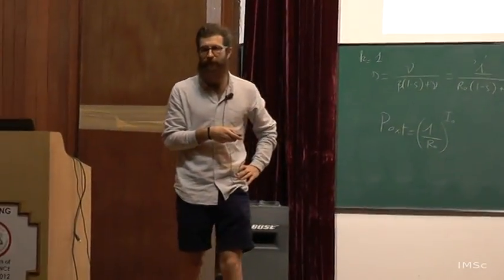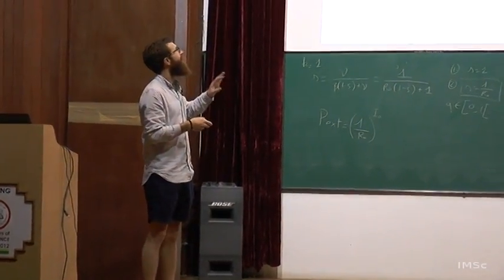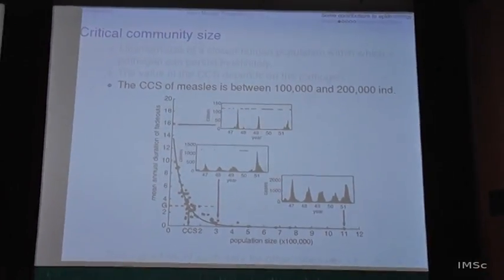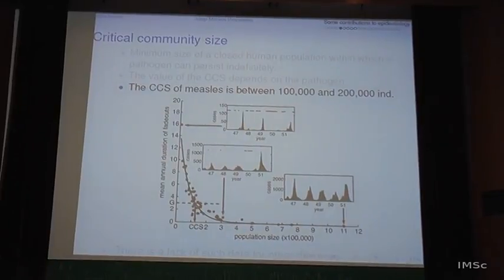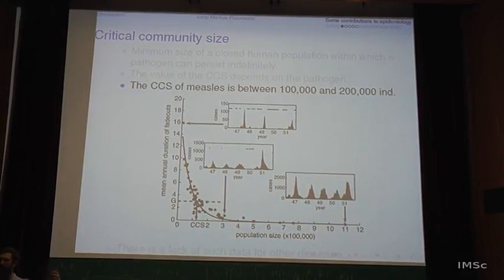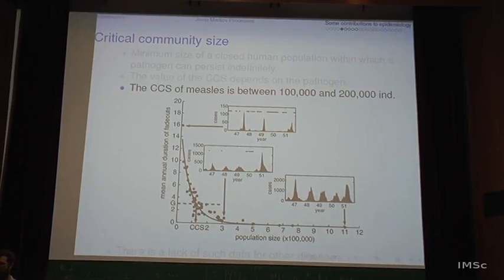So, what about the other sources of stochasticity? Here is a much more general definition of critical community size. It is the minimum population size such that my pathogen will always have enough susceptibles to keep on transmitting without going extinct.